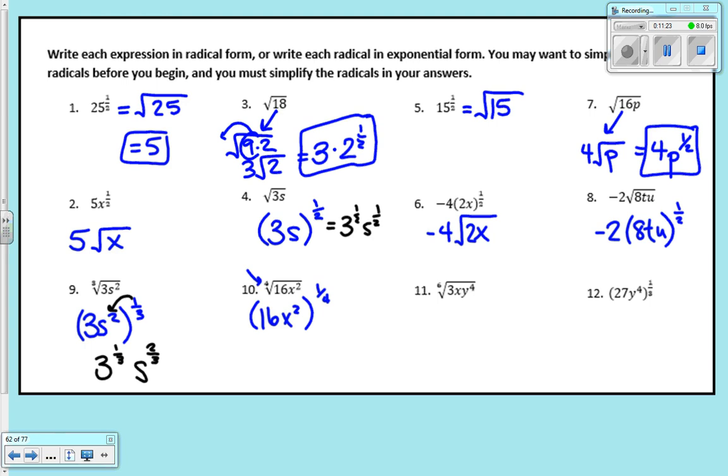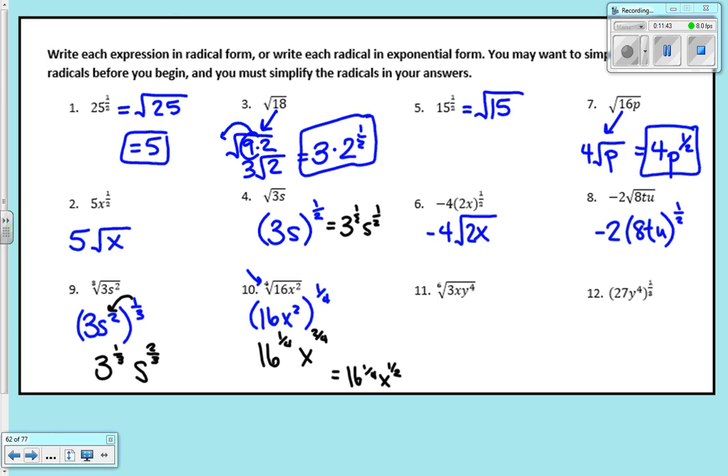So now, if I wanted to, I could distribute that 1/4, and I'd have 16 to the 1/4 and x to the 2/4, which really would be a half, right? So 16 to the 1/4, x to the 1/2, because I would simplify 2 over 4.